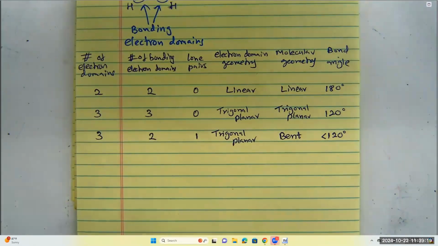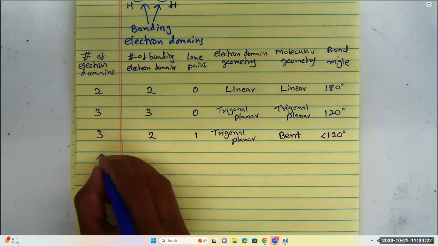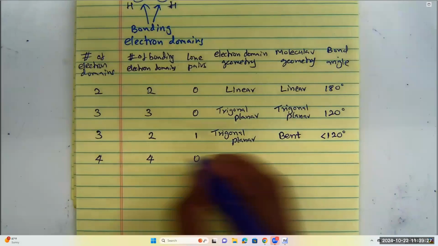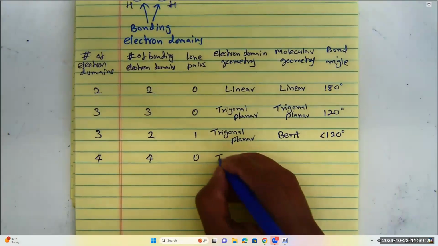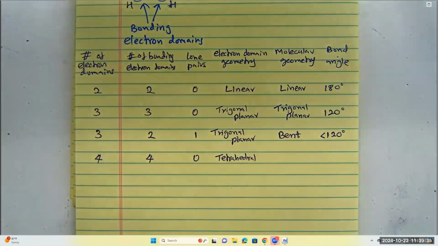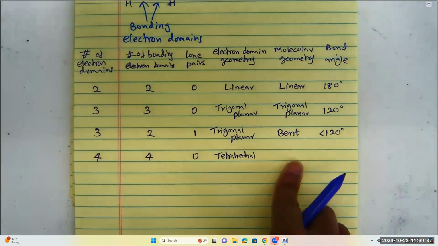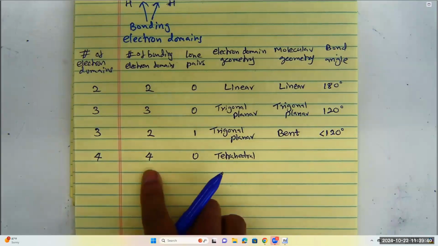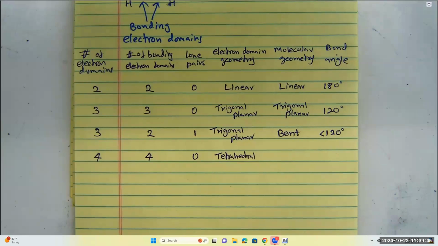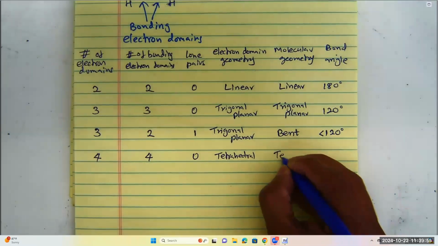All right, one more thing. 4 electron domains, and all of them are bonding, 0 lone pairs. We know if we have 4, it's going to be tetrahedral electron domain geometry. What can you tell me about the molecular geometry based on this? All my electron domains are bonding electron domains. Therefore, the molecular geometry is also, thank you, Tyler, tetrahedral, right? It's tetrahedral.